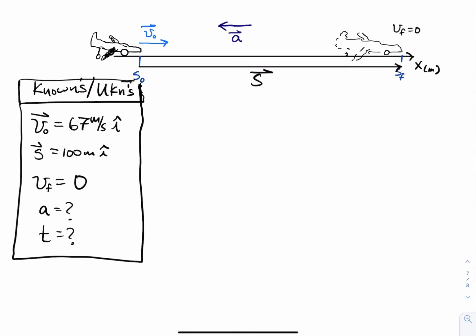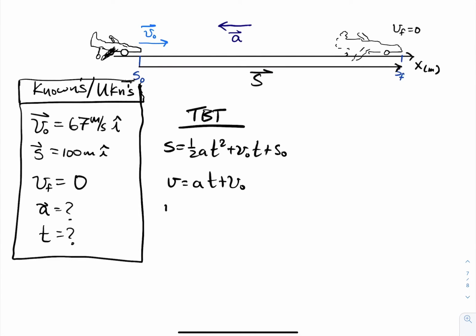So now we know we're looking for A. We want to determine A. And in order to do that, we should use the big three. So let's just remind ourselves what the big three are. Just write them down real quick. There they are.